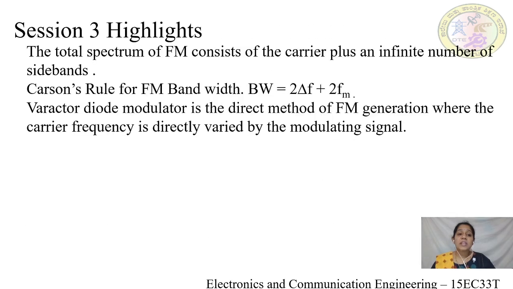So what are the highlights of this session? We can observe that the spectrum of an FM signal consists of a carrier signal plus an infinite number of sidebands. And according to Carson's rule, the transmission bandwidth can be limited to 2 times delta F plus 2 times fm. And we have discussed the varactor diode method of generating FM, which is nothing but the direct method of FM generation, as the frequency of the carrier is varied in accordance with the modulating signal.